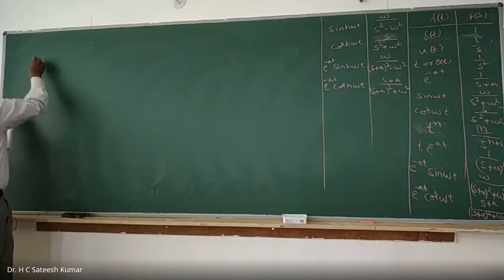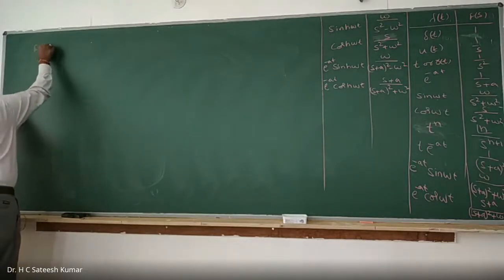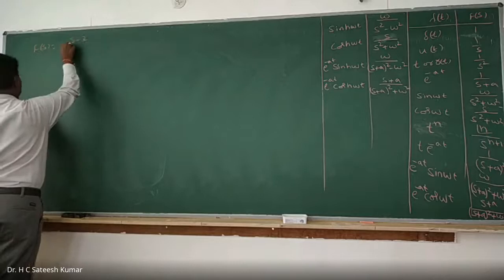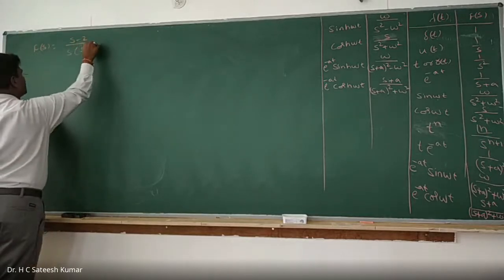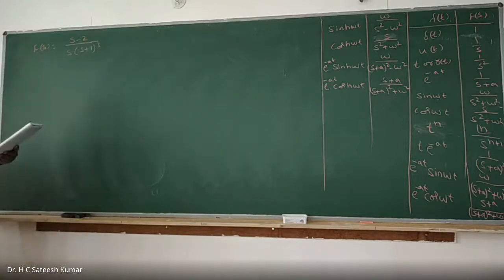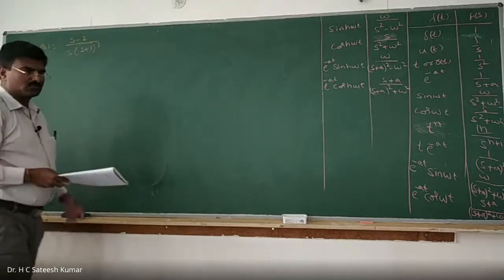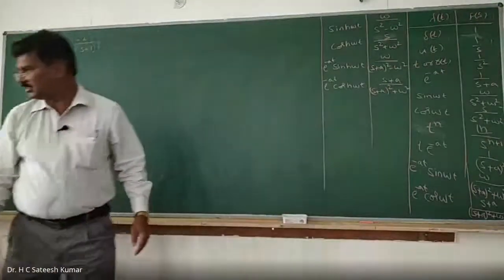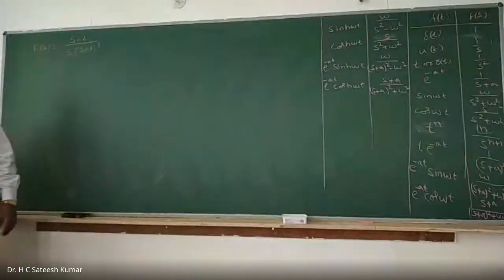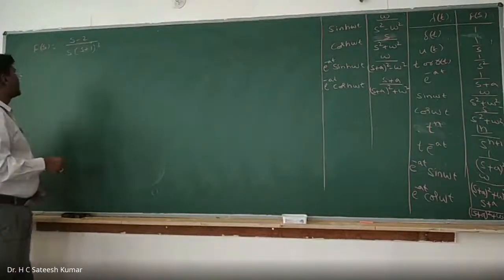Find the inverse Laplace transformation of F of S is equal to S minus 2 divided by S into S plus 1 whole cube. So this is a problem on multiple roots. The earlier one was real roots and not repeated roots. So how to do this kind of problem?